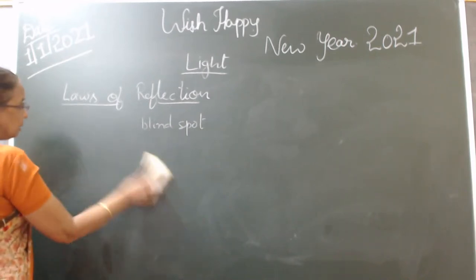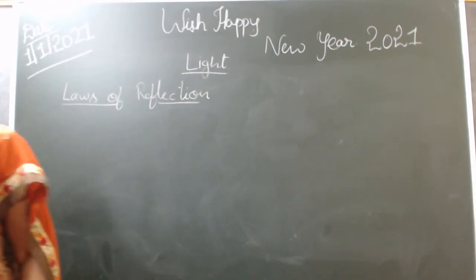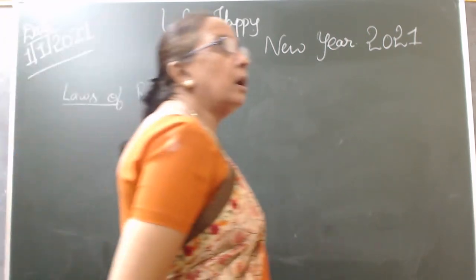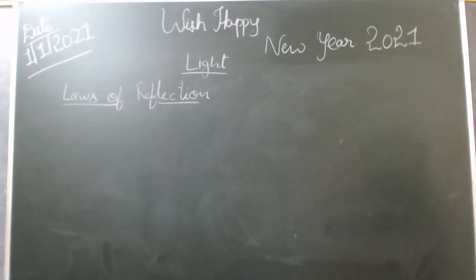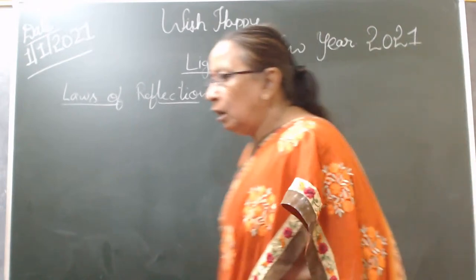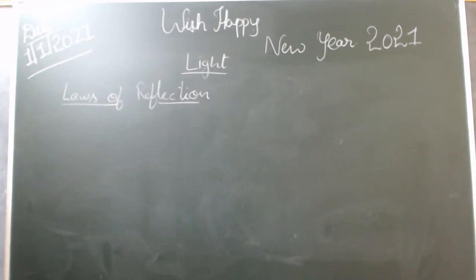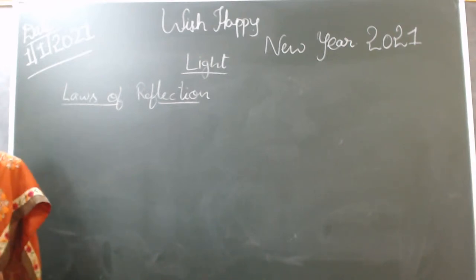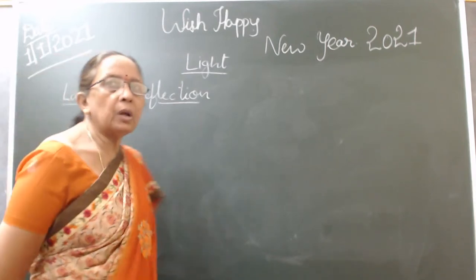So I am not giving details because everything I explained in my regular class. Then something about the care of eyes. As all of you know, it is a sensory organ and it is a delicate organ. We should take care of the eyes. First of all, you should eat foods which are rich in vitamin A, because vitamin A is necessary for the eyes.